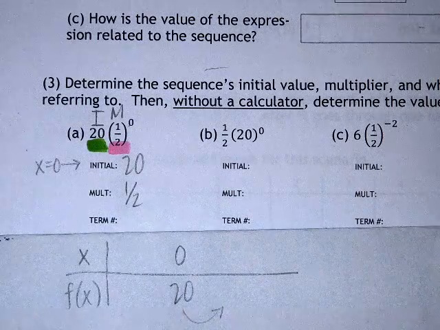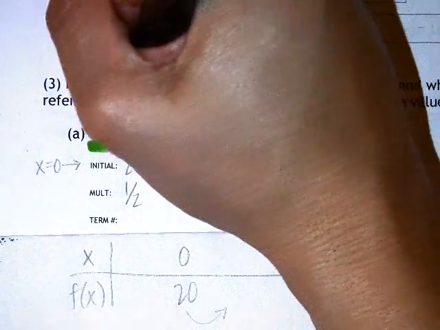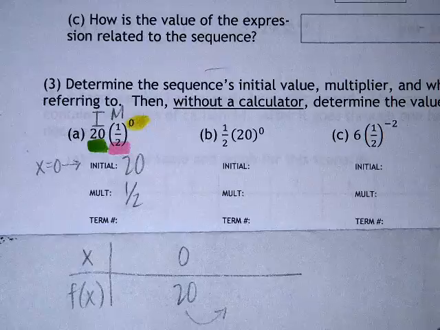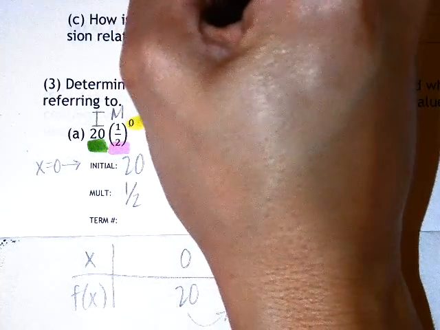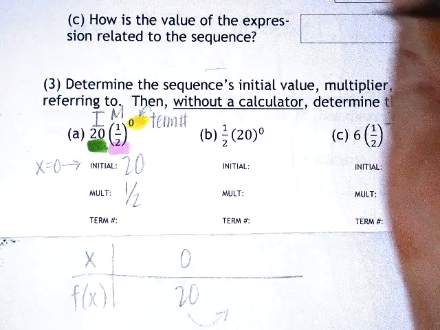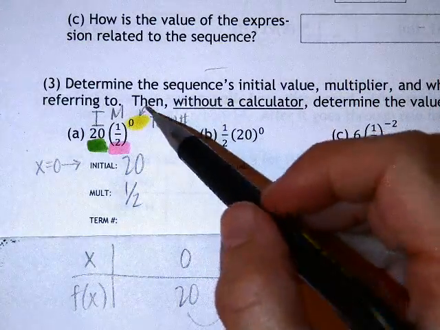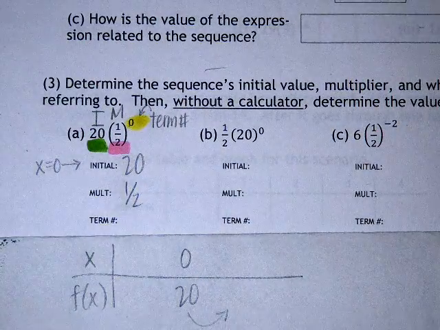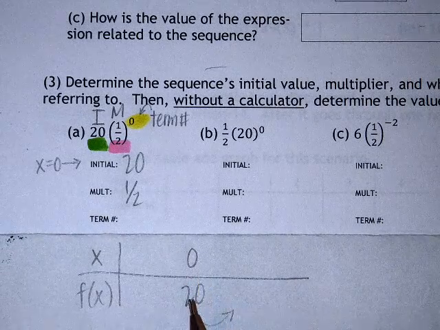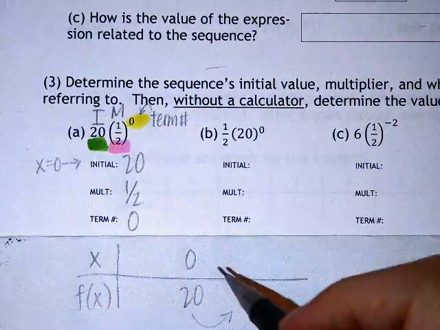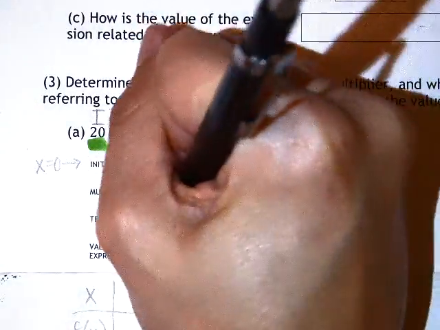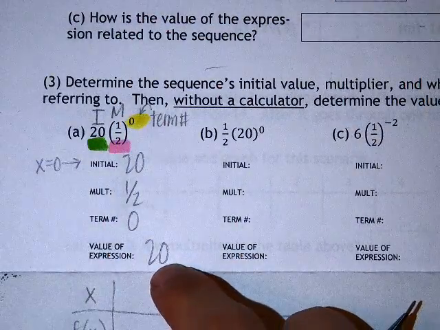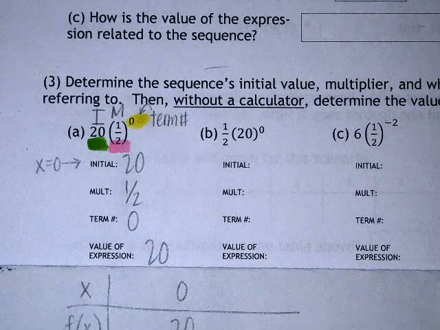Now, the last part of the expression is the exponent. And the exponent is really just the term number that they want us to focus on. So the exponent is really just saying, hey, go to the 0 term in the table. Well, great news for us. The 0 term in the table, term number 0, is the 20. We already know that. So the value of this expression is 20. That's it. That's all I wanted us to do.